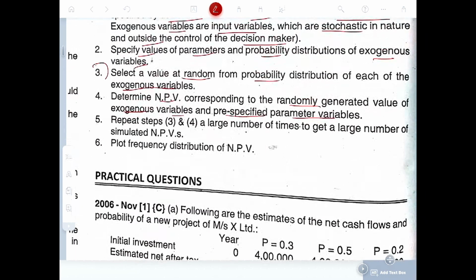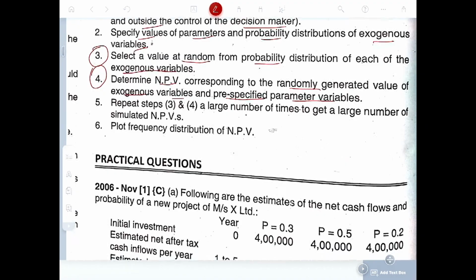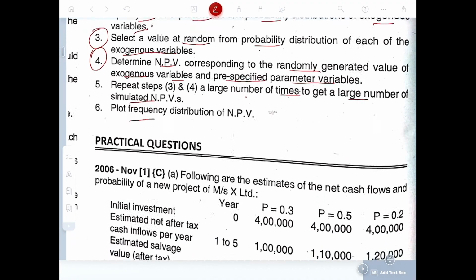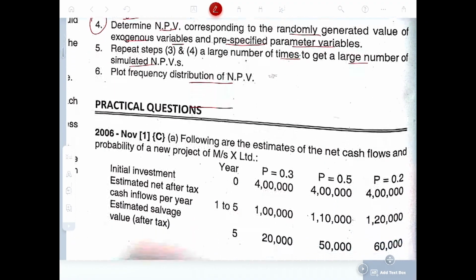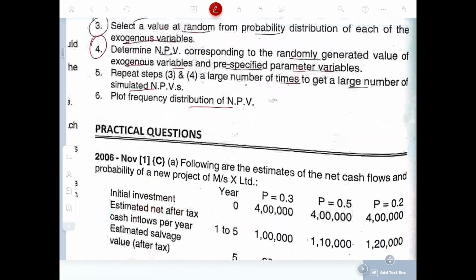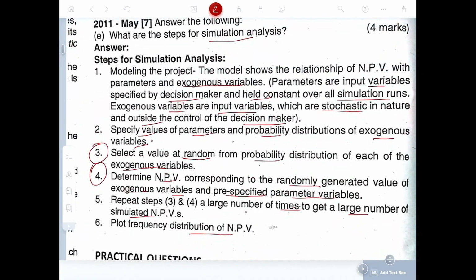So repeat stages 3 and 4 a large number of times to get a large number of simulated NPV values. Plot the frequency distribution of the NPV values. Okay, that is how you get the simulation analysis.